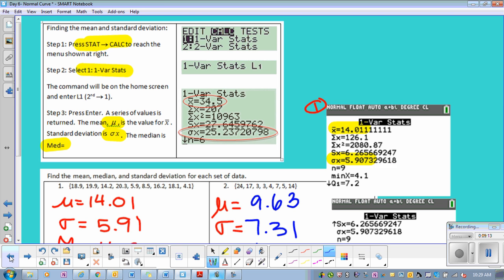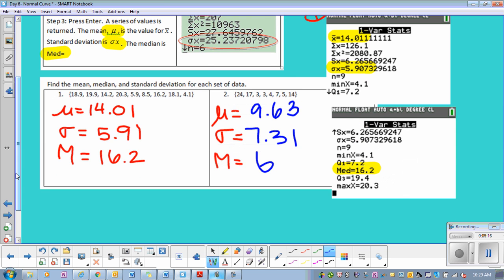By the way, if you do not get the same numbers, then just go back to Stat, Edit, and make sure that you have all of the data points.